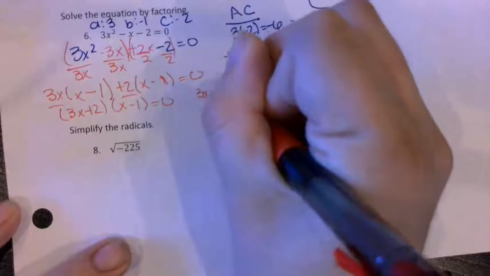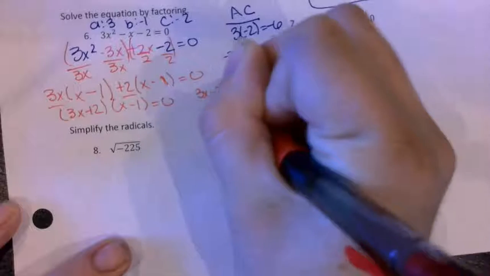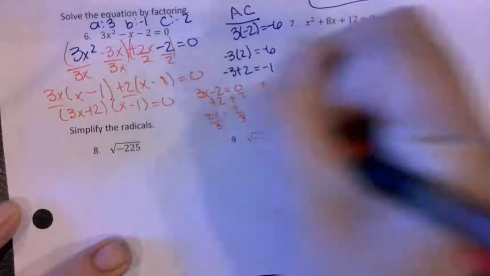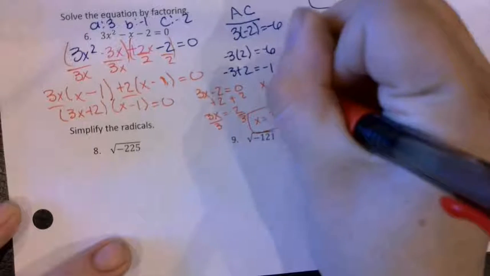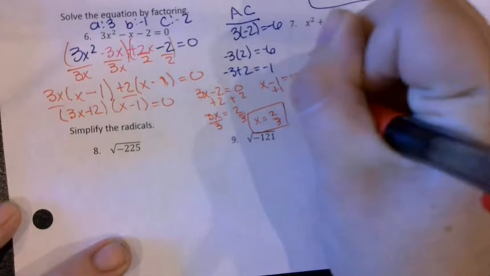On the first equation, I add 2 to both sides. I have 3x equals 2. I divide by 3, and I get x equals 2/3 for one of my answers. Second one, I add 1 to both sides, and I get x equals 1.